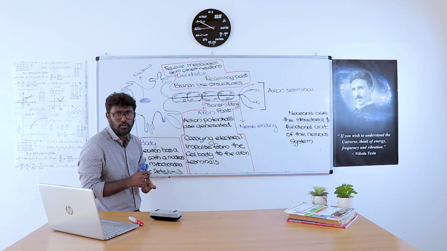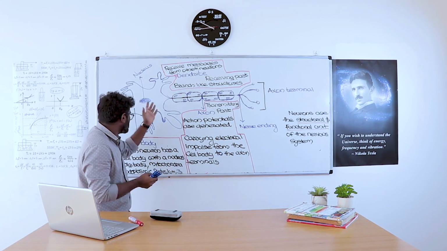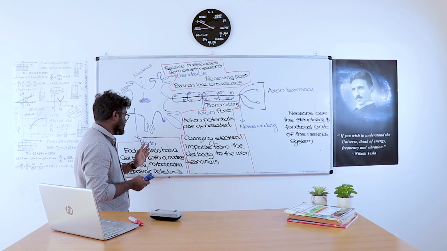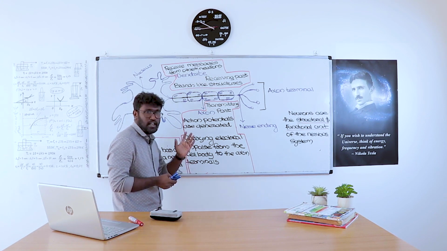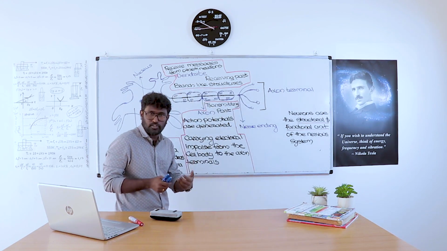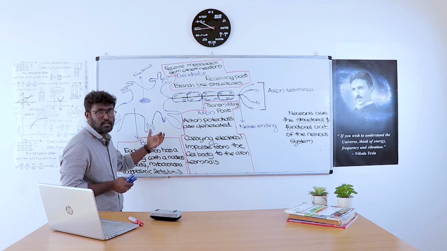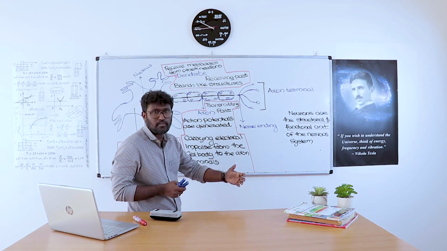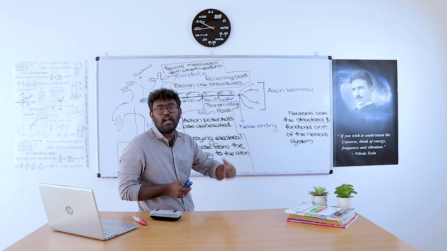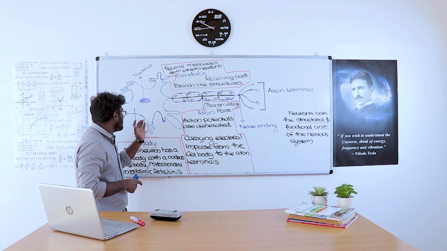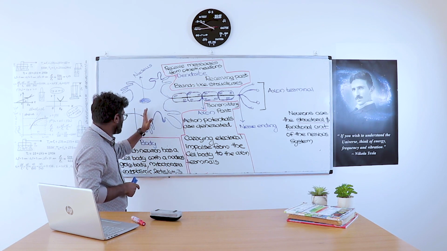What is meant by cell body in the case of a neuron diagram? Each neuron has a cell body with a nucleus, Golgi body, mitochondria, endoplasmic reticulum, and other components. So the cell body is composed of nucleus, Golgi body, endoplasmic reticulum, mitochondria, and other components. That's all about the cell body. So the first point is the cell body.